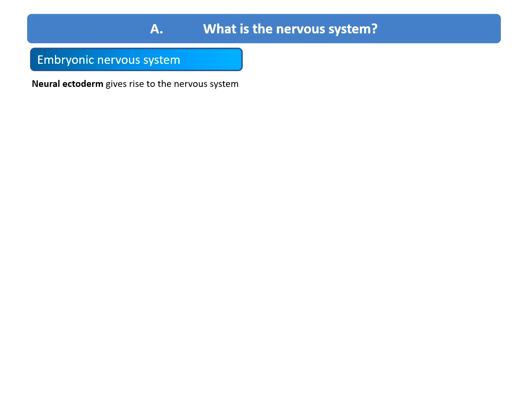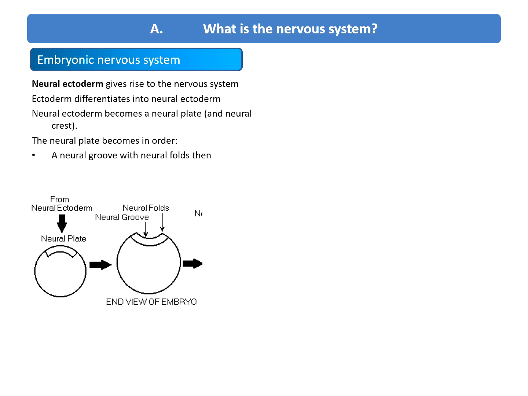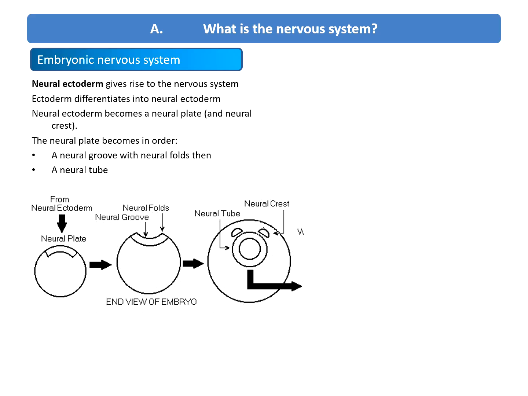In the embryonic nervous system, it arises from neural ectoderm, which has arisen from ectodermal tissue. The neural ectoderm becomes a neural plate, and here we are looking at an end view of the embryo. I know, it doesn't look much like the embryo, but it does show the neural plate. There's also neural crest that is not shown in this view. The neural plate becomes, in order, a neural groove with neural folds, a neural tube, and alongside the neural tube are the strips of the neural crest.